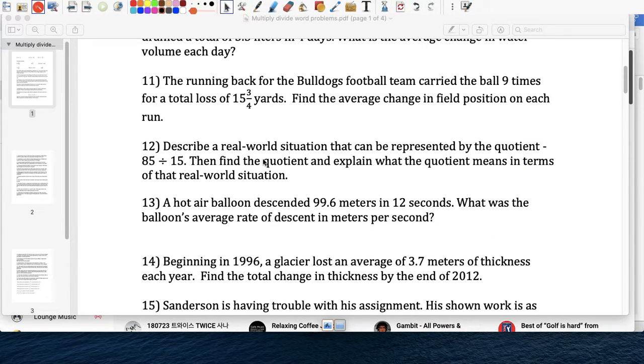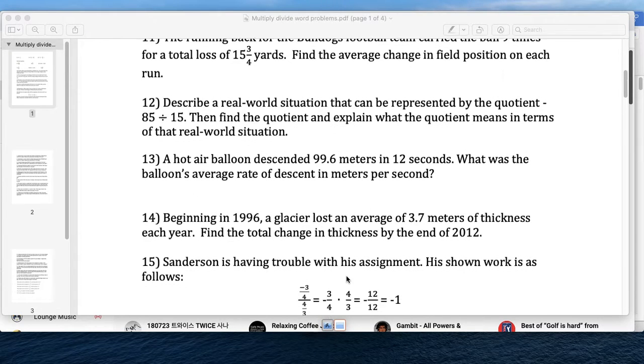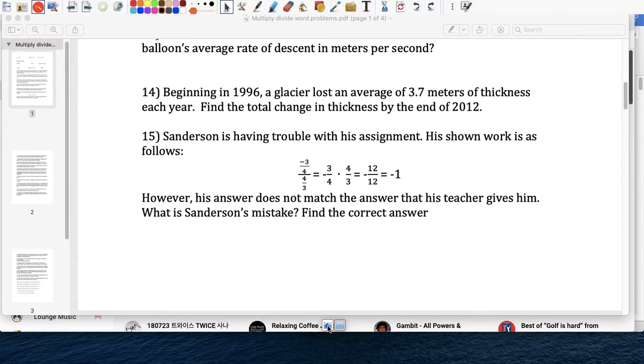And finally, the last question, 15. Here we go. Is the answer correct? I think that's the question. So let's actually do it and compare our answer to his. Negative 3/4 divided by 4/3. I'm just rewriting that first part. So that's our question, and we're going to change it to a multiplication. Negative 3/4 times the reciprocal of 4/3, which is 3/4.